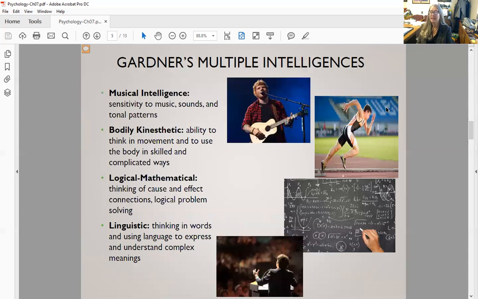But then it gets even more complicated with Gardner's multiple intelligences. This is the one that I think many people in psychology really like. He says that if you're going to look at intelligence, there's not just one, the general intelligence. There's not just two, although that's helpful. And there's more than three that are important. He's going to come up with a whole bunch of intelligences, Gardner is.